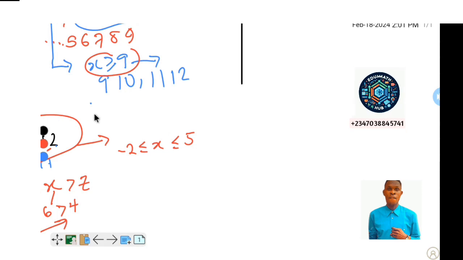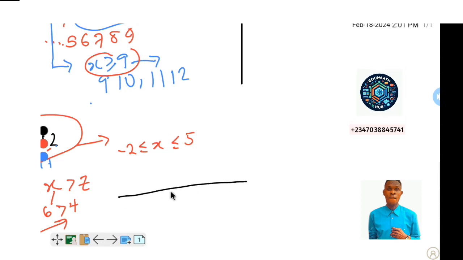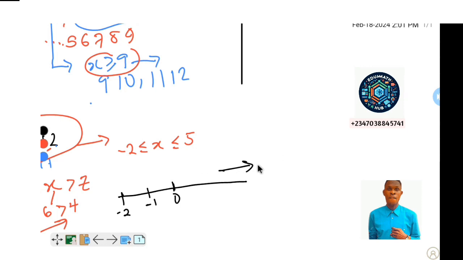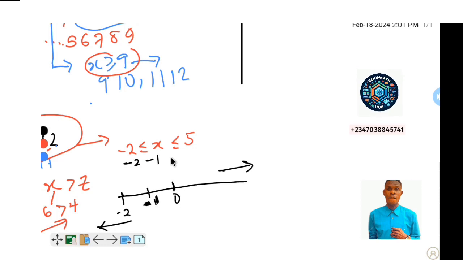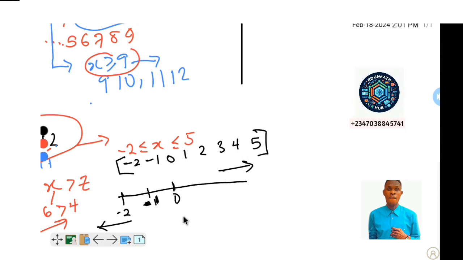So if you look at your number line, this place is 0, this is minus 1 here, this is minus 2. The numbers here are increasing in this direction, and they are decreasing in this direction. So minus 1 is bigger than minus 2. So the first number that is bigger than minus 2 is minus 1. So after minus 2, you write minus 1. These are the values of x. Then you can write 0, 1, 2, 3. Then you stop at 4, then 5. 5 because you have less than or equal to 5, so you cannot go beyond 5. So these are the values of x.